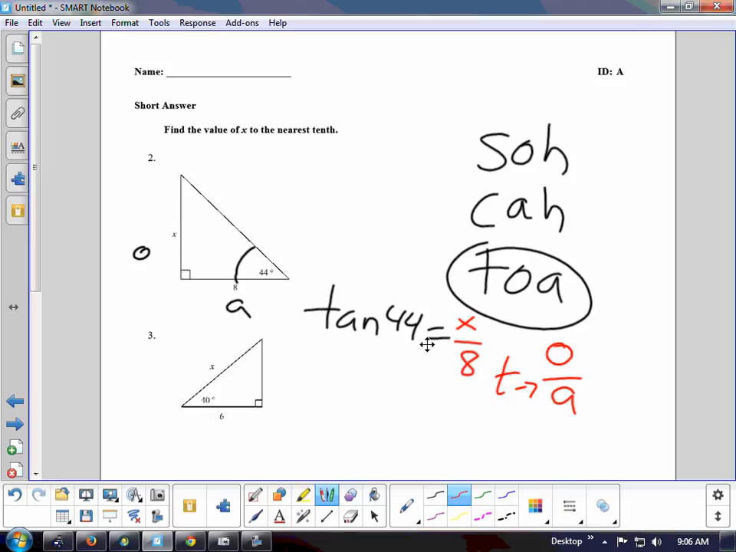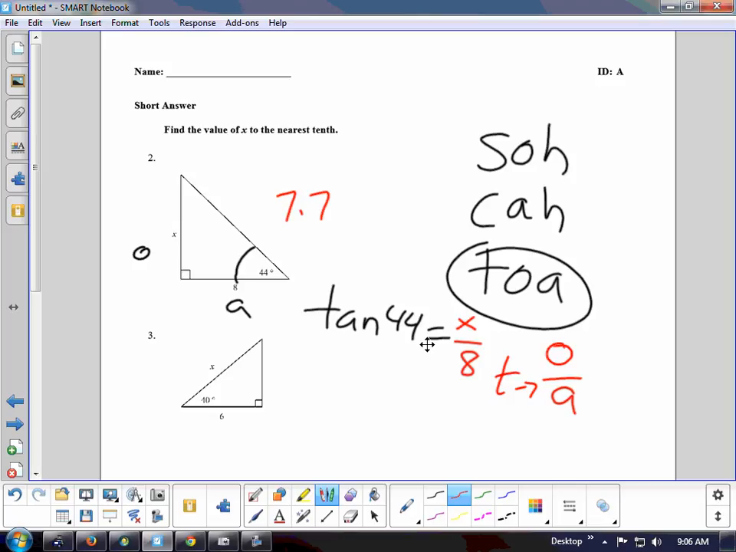What'd you get for an answer? What do you got? Can somebody confirm that? Okay, 17.7. Yes, Xavier. I got that, but all I did was put tangent and 44 in parentheses times 8. Right. Multiply and stop. Okay.